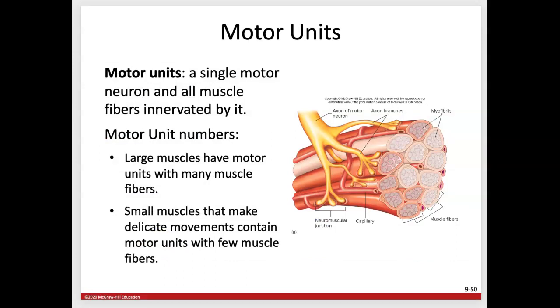So a motor unit, if you've watched any of the videos, you may have heard speak of motor unit. So a motor unit is a single motor neuron and all the muscle fibers it innervates, or physically serves. So you have one motor unit and all the muscle fibers that are served by it. Of course, large muscles have motor units with many muscle fibers, and small muscles that make delicate movements contain motor units with few muscle fibers.